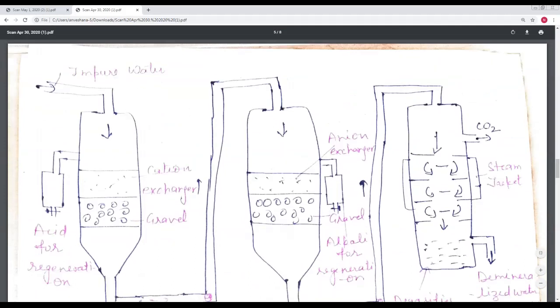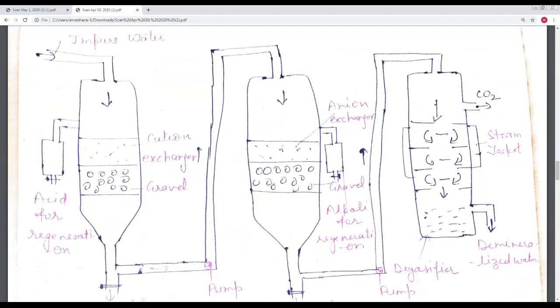So this hard water goes to the first column. This column has a cation exchanger. Cation exchanger means here it is RH, as we have already discussed. When the impure water enters this column, all the cationic part of the hard water, meaning calcium or magnesium, is exchanged by the H part from the cation exchanger. And now the water comes into the second column.